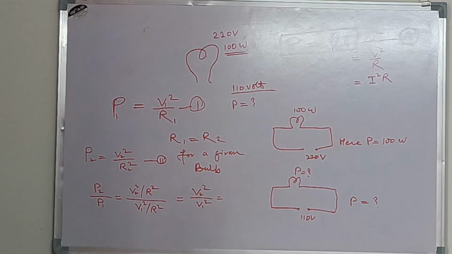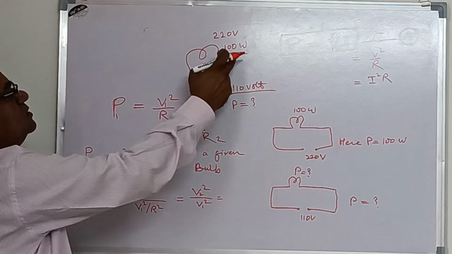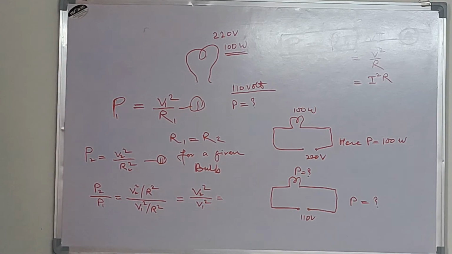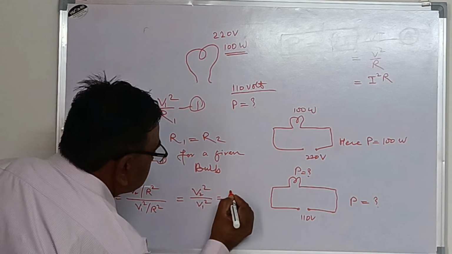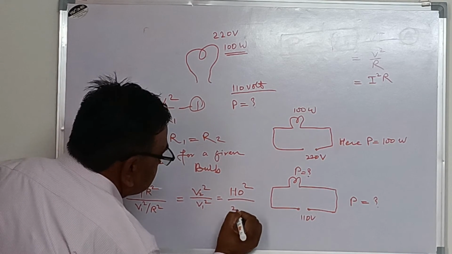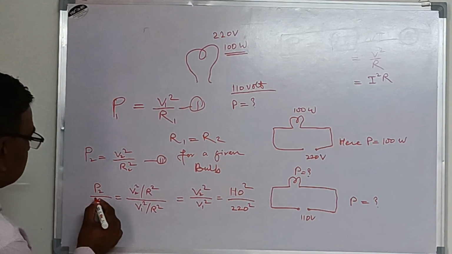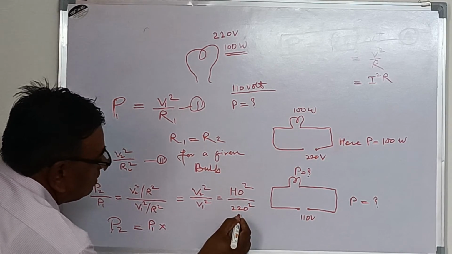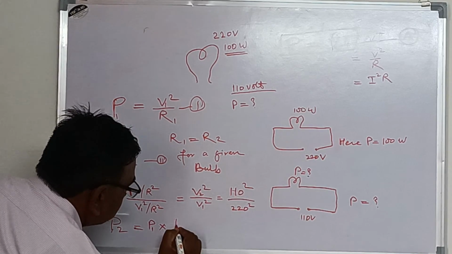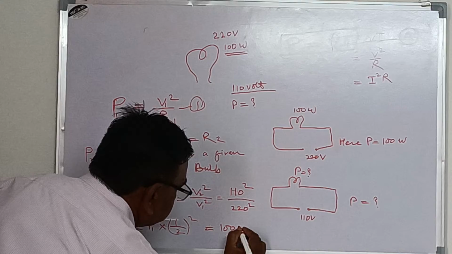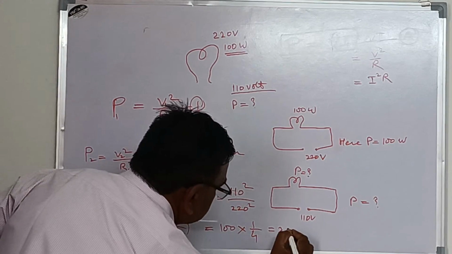रेटिंग लिखी हुई है, घर में यूज करने के लिए बल्ब बनाया गया है 220 वोल्ट पर. When it is used at 220 volt, its power is 100 watt. What will be the power when it is used at 110 volt? So V2 is 110 squared by 220 squared. From this, P2 is equal to P1 multiplied by 110 by 220 whole square, means 1 by 2 whole square. 100 watts multiplied by 1 by 4. This will come 25 watt.